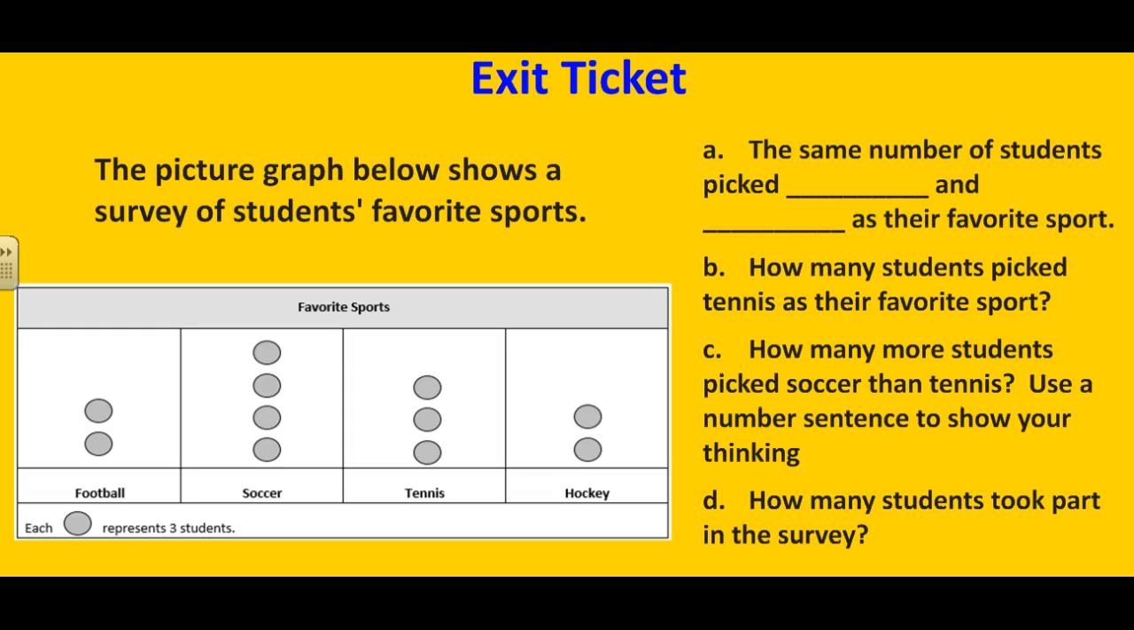And you're going to be ready to move on to the exit ticket. Whenever you're finished with the exit ticket, you need to bring that to me before you move on to the next lesson.